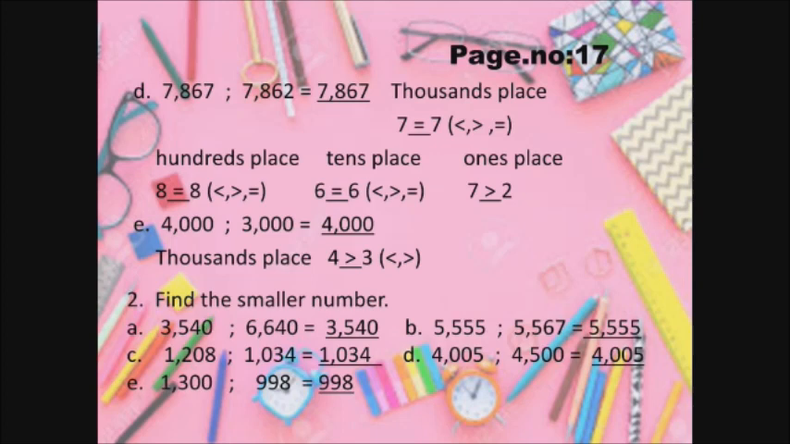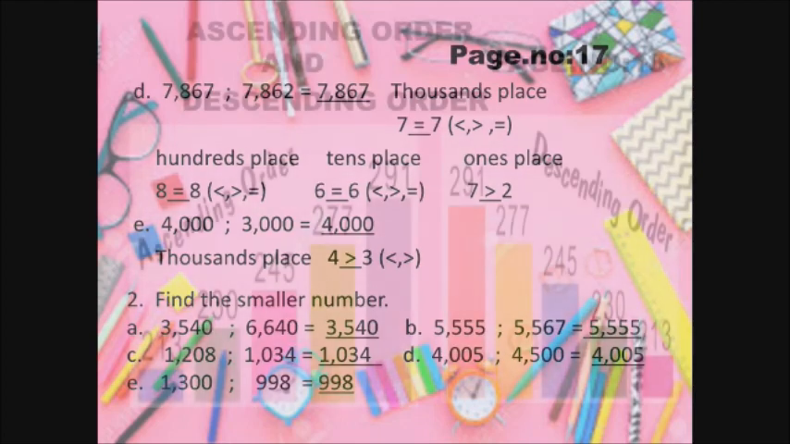Next, see the E sum: 1300 and 998. By comparing these two numbers, we have a 4-digit and a 3-digit number. So automatically we come to know the 3-digit number is smaller when we compare to a 4-digit number. So 998 is the answer for the E sum. So copy down all of this in your textbook.